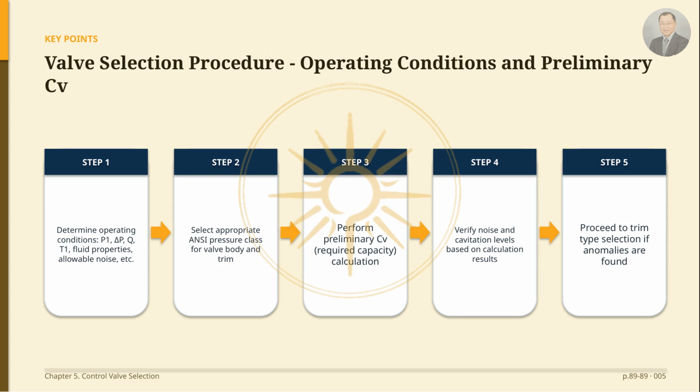Now, I would like to introduce the actual valve selection procedure. The first step is to determine the service conditions, finalizing the inlet pressure P1, differential pressure delta P, flow rate Q, inlet temperature T1, as well as fluid properties and allowable noise levels. Based on these determined conditions, select the appropriate ANSI pressure class required for the valve body and trim. Next, calculate the required Cv, the preliminary flow coefficient, and check the noise and cavitation levels during this calculation process. Depending on the results of this check, you will proceed to the trim type selection stage.